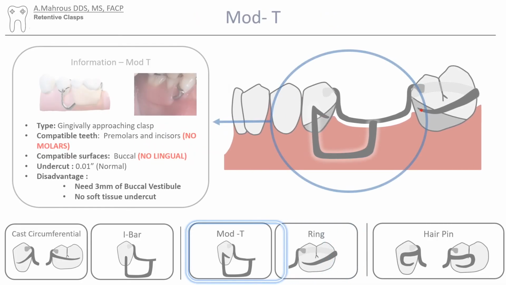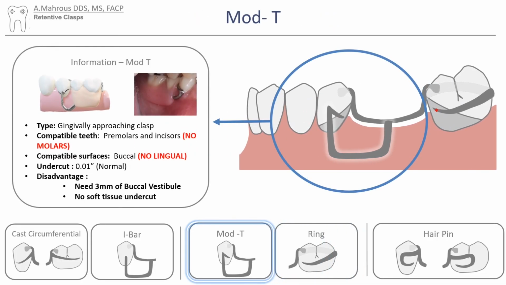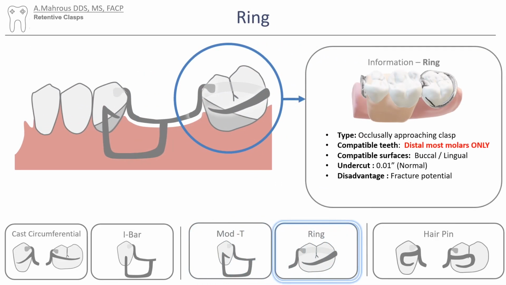Modified T-clasp is a gingivally approaching clasp that, like the I-bar, cannot engage molars or the lingual surfaces of teeth. However, what it can do is engage undercuts that are close to the edentulous area, much like the ring clasp. The ring clasp is an occlusally approaching clasp that specializes in engaging undercuts on molars that are tipped forward like this, in which the undercut is closer to the edentulous space.